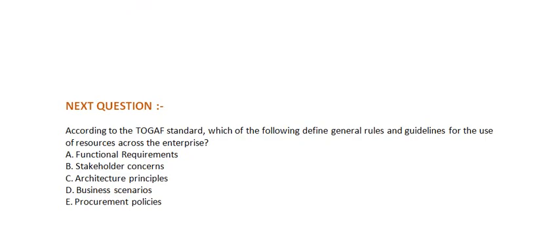Next question is, according to the TOGAF standard, which of the following define general rules and guidelines for the use of resources across the enterprise? Option A, functional requirements. Option B, stakeholder concerns. Option C, architecture principles. Option D, business scenarios. And option E, procurement policies. The correct answer is option C.